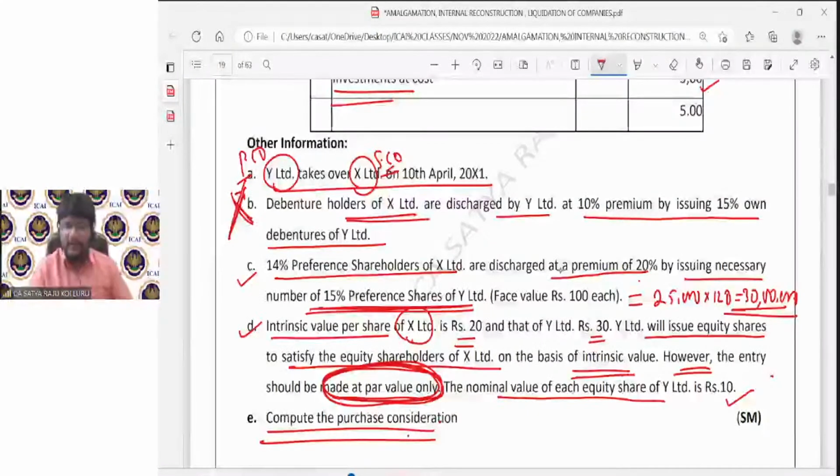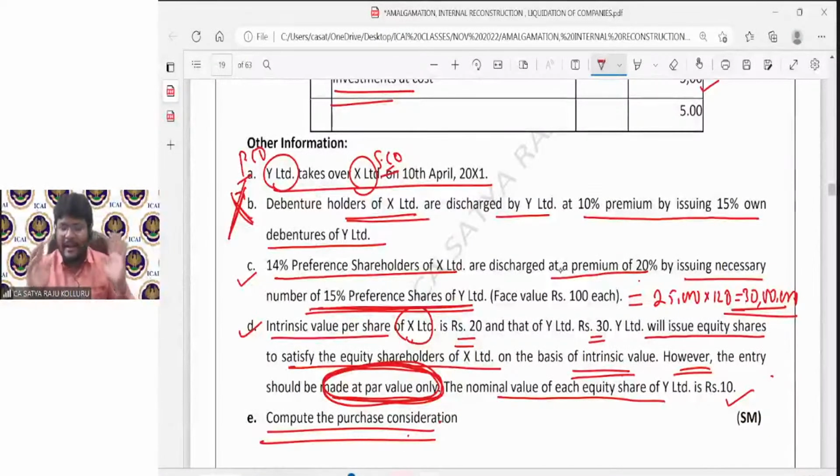Compute the PC. First, I am asking a question: what is the method of PC you need to apply in this question? Is it lump sum method? Is it net payments method? Is it intrinsic value method? All of you, please let me know quickly which method of PC I should apply. Net payments. That is absolutely fine.